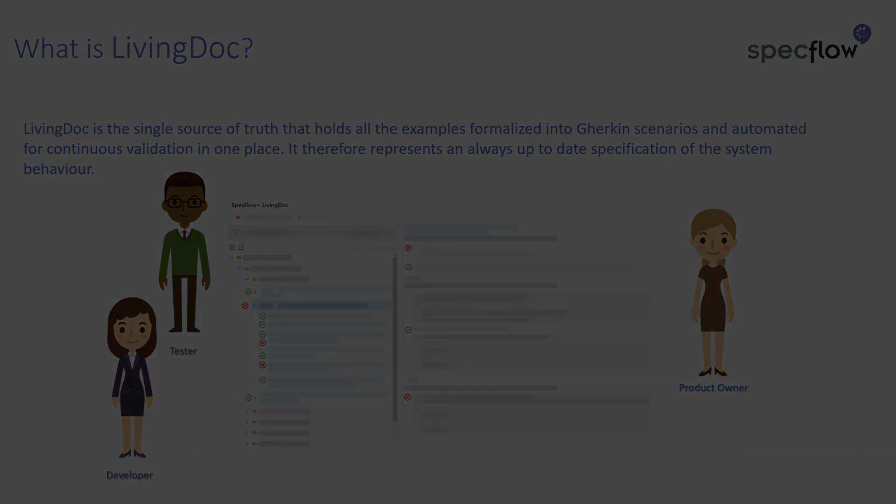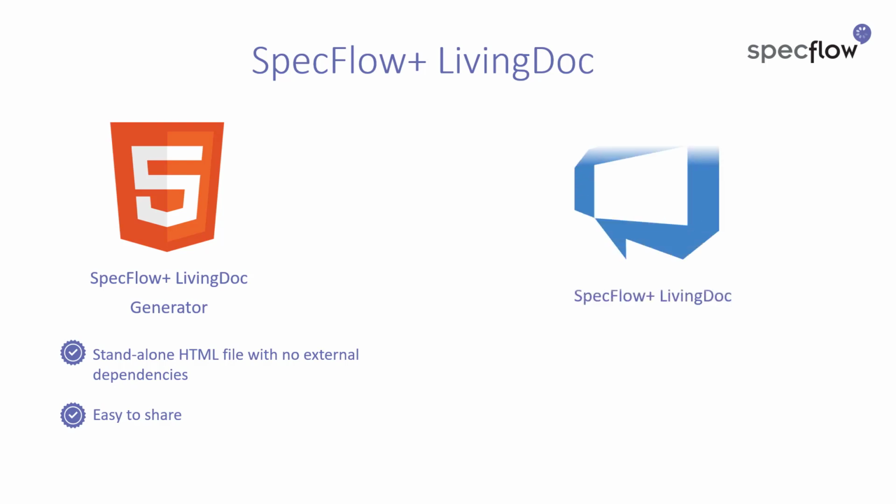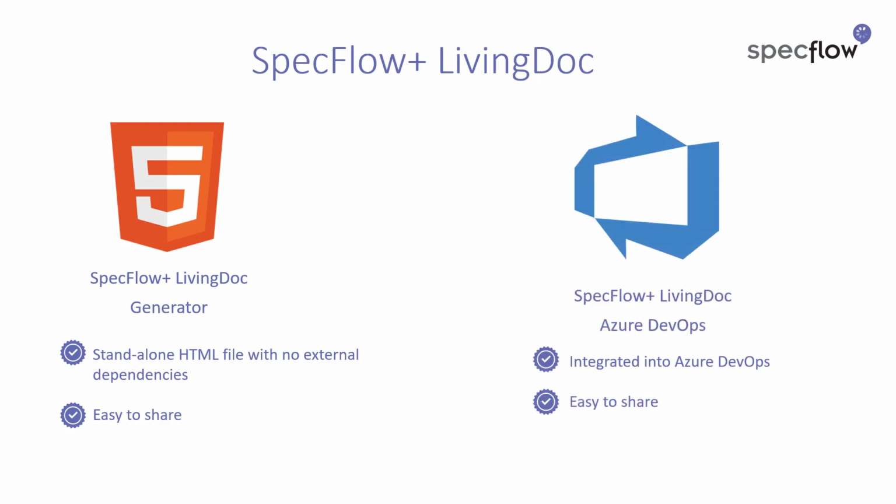There are two ways to generate LivingDoc. First option is to use our independent generator. This command line tool allows you to create and generate standalone LivingDoc HTML files with no external dependencies so you can share them with your team as you wish. Second option is to use our LivingDoc Azure DevOps plugin. If your team uses Azure DevOps, then we highly recommend you to use the plugin, as it blends in seamlessly with Azure DevOps, making sharing and working with LivingDoc a breeze.